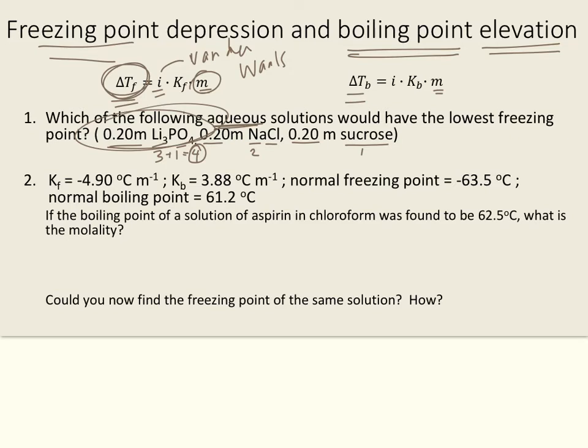All right. If the normal boiling point of a solution of aspirin and chloroform was found to be 62.5, what is the molality? So the normal boiling point of chloroform is 61.2, and then we have the boiling point of the solution with aspirin and chloroform is 62.5. So I'm going to take my final temperature and subtract my initial temperature, and that gives me a temperature change of 1.3.